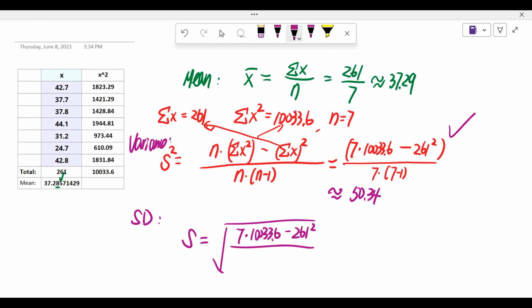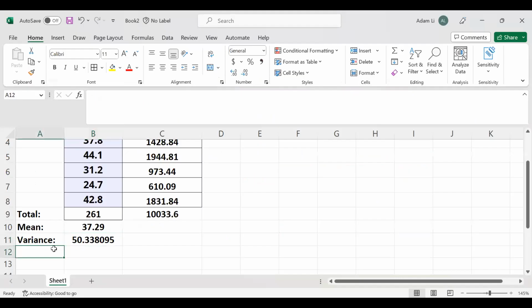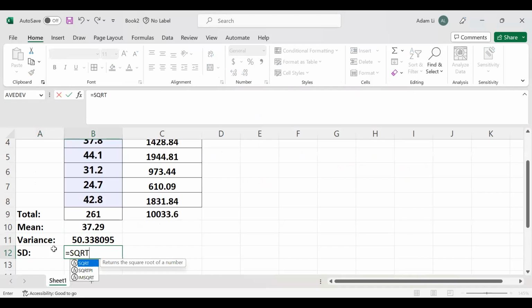We'll do that one more time in Excel. So 7 times 6. Let's put it into Excel. Thank you, Professor. Yeah, anytime. So go back here. Standard deviation, SD. We're going to do the square root, and the top will be 7 times 10,033.6 minus 261 squared, dividing by 7 times 6.